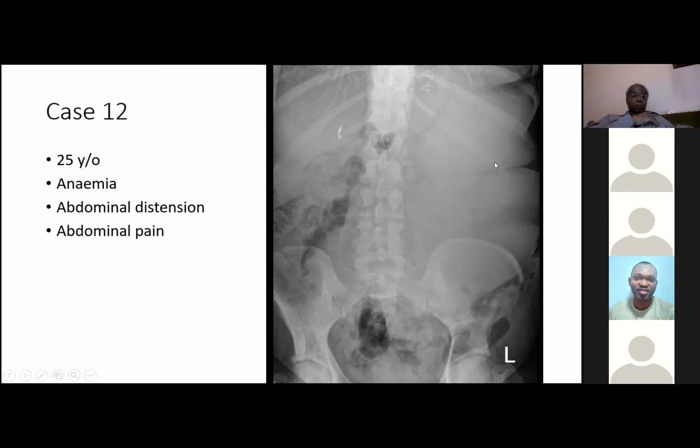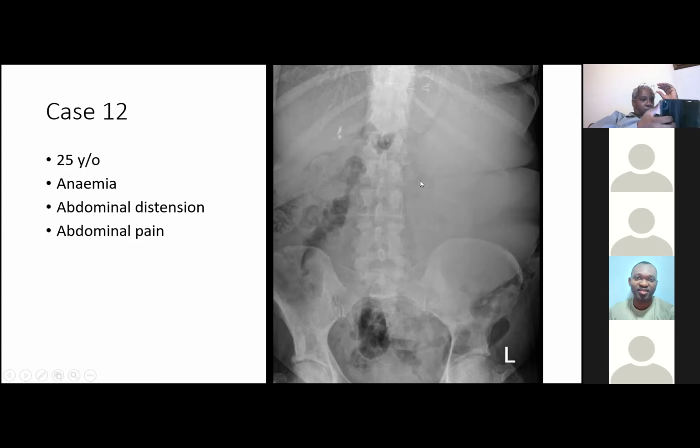You can see that in the left side of the abdomen, there's a large soft tissue density, which is displacing loops of bowel around it. It looks fairly solid. If you remember the patient who had the gastroparesis, that one had a mottled lucent appearance, whereas this one here is fairly solid looking. And again, that gives you a clue as to what structure this might be arising from.